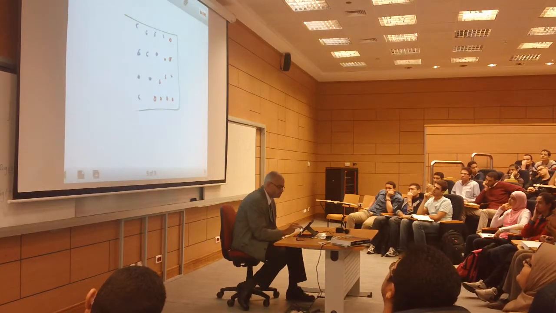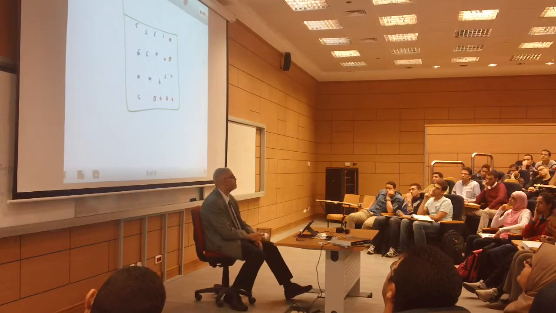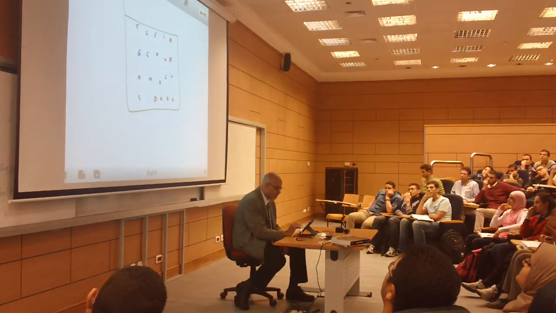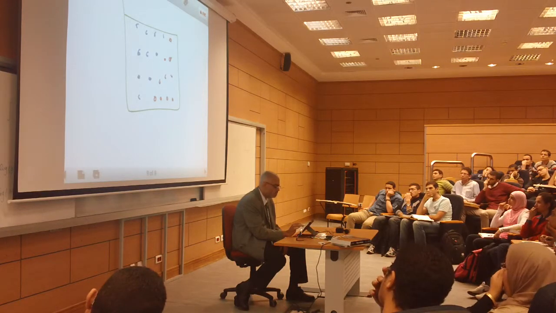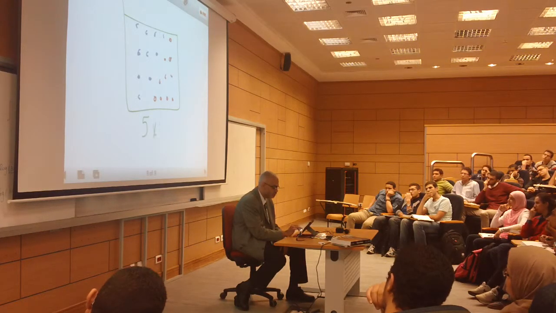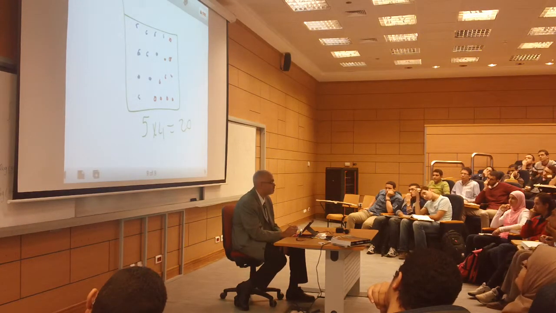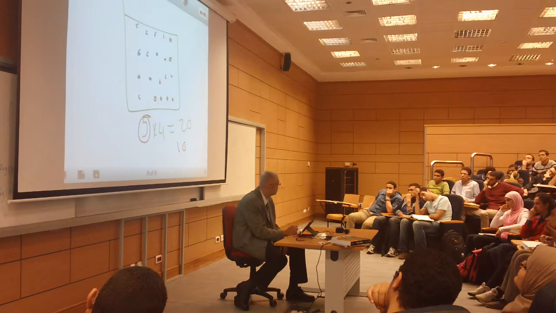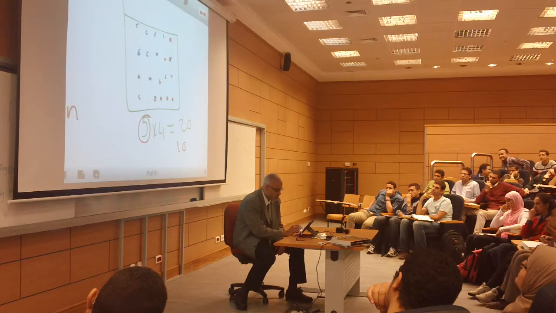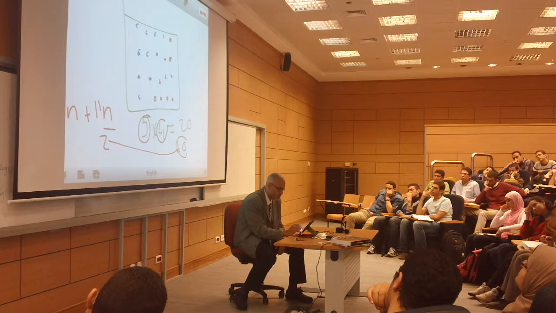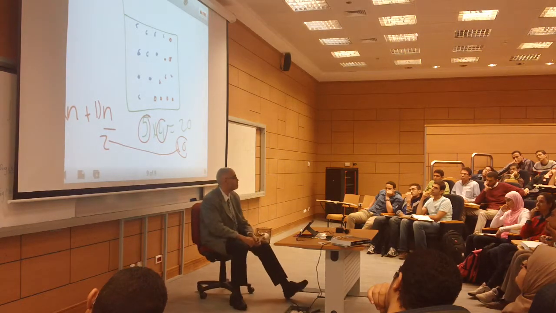What is the area of this rectangle? This is 1, 2, 3, 4, 5. How many? 1, 2, 3, 4. So this is 5 times 4 is equal to 20. How many red ones? Okay. What was this? So n plus 1 times n divided by 2.